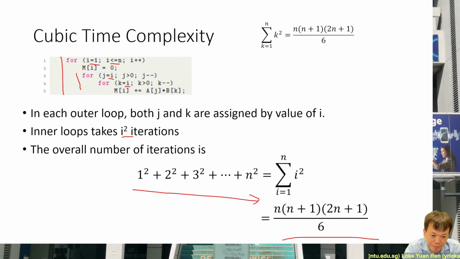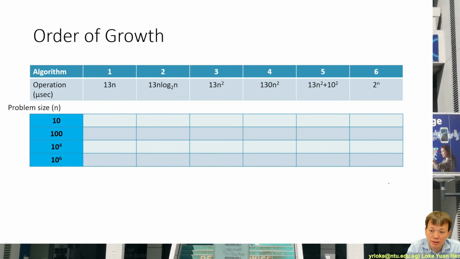In this example, not surprisingly, it is n times n times n. So the time complexity is n cubed. It's a function of n cubed. Okay? So why do we need to know this?